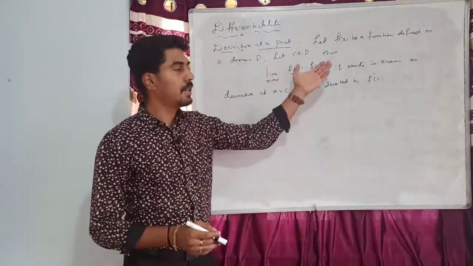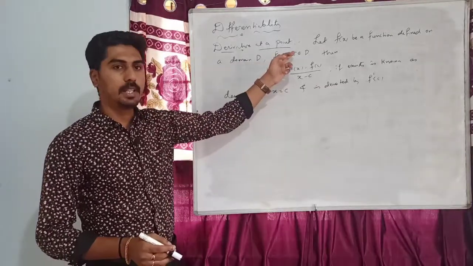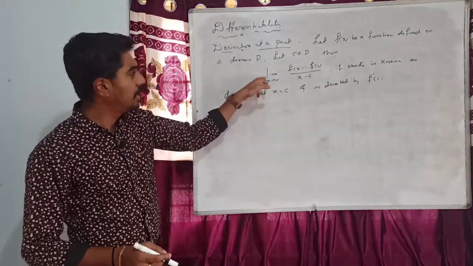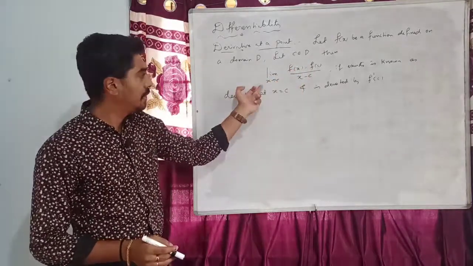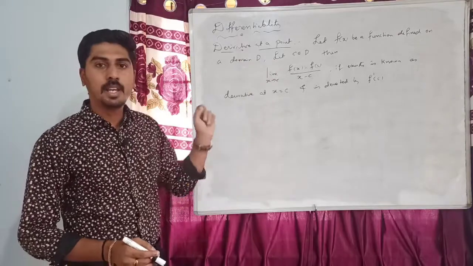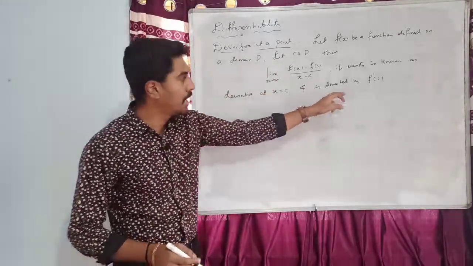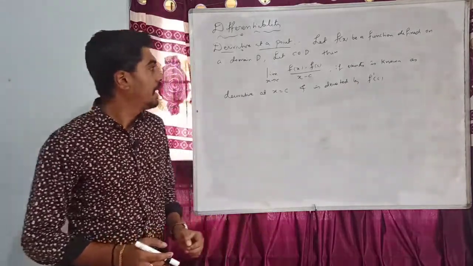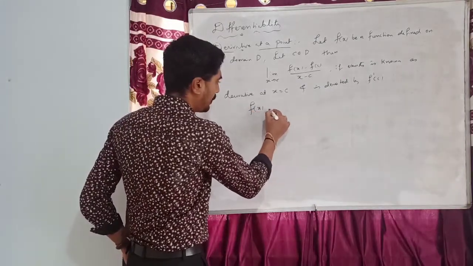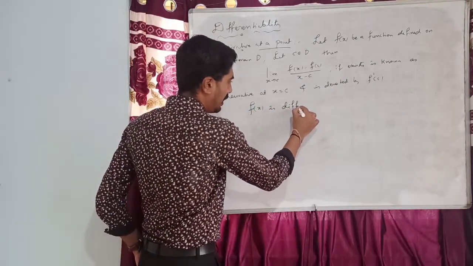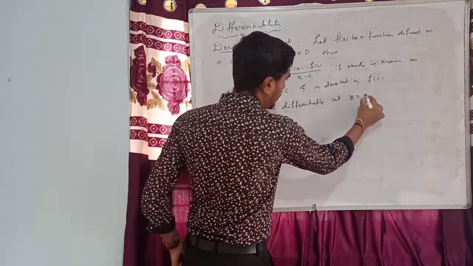Let f of x be a function defined on a domain capital D. Let c be a point in the domain. Then if limit of f of x minus f of c divided by x minus c as x tends to c exists, then it is known as derivative at a point x equal to c and is denoted by f dash of c. If this limit exists, we say that f of x is differentiable at x equal to c.